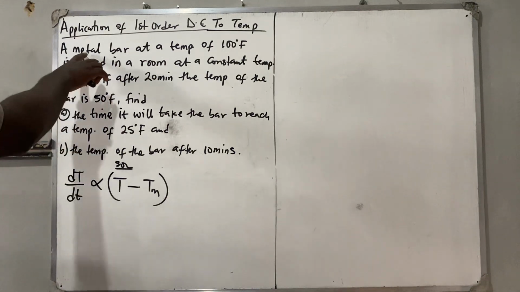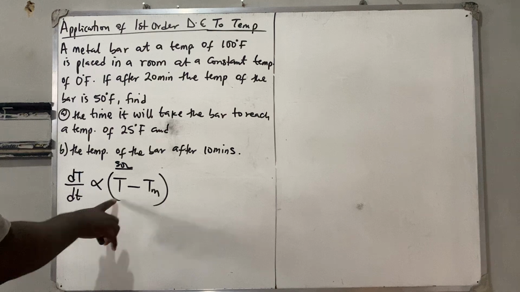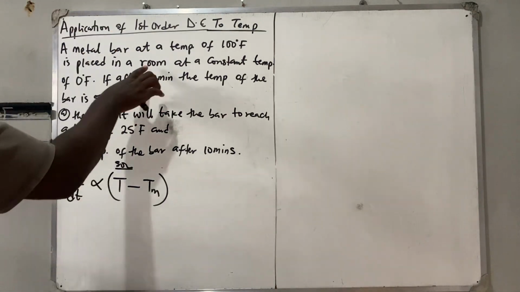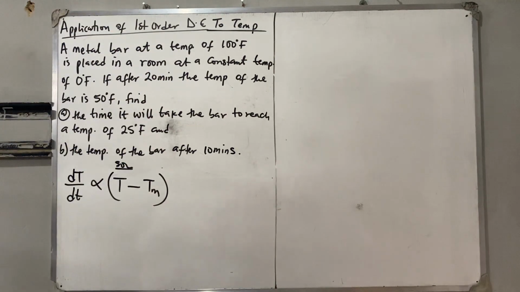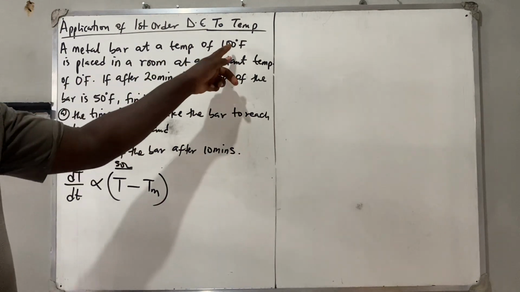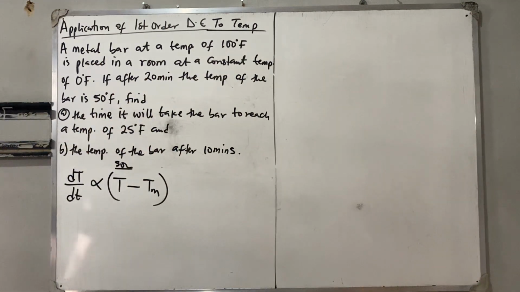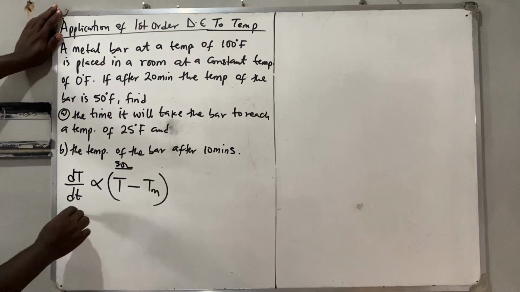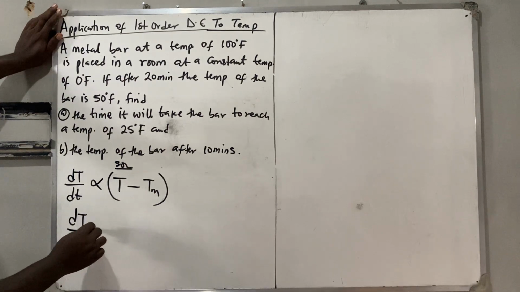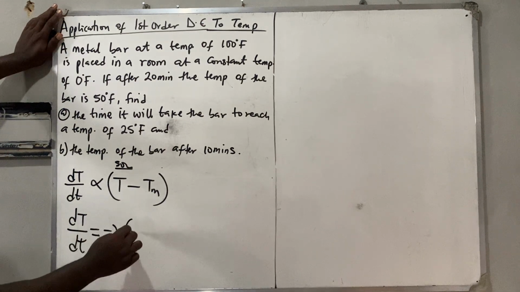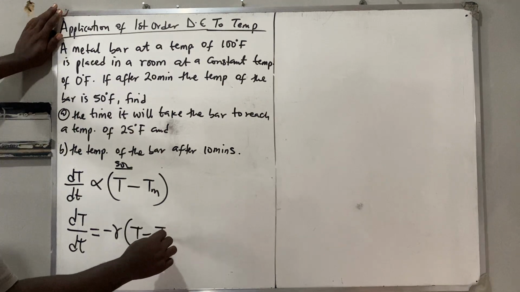So in this case, the temperature of the bar is known as T, and the temperature of its surrounding, that is the room, is Tm. Now, since this is cooling, how do we know that it is cooling? You will see that the initial temperature was 100, and then after 20 minutes, the temperature became 50. So since it is cooling, we are going to have that dT over dt is equal to minus k times (T minus Tm).